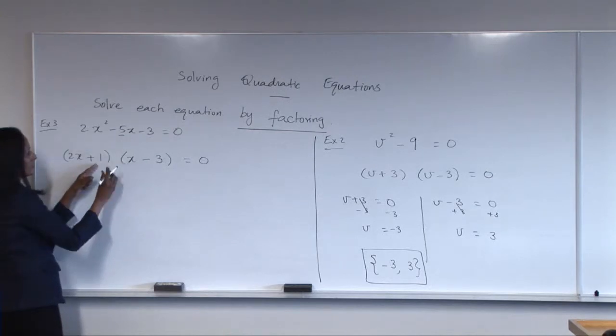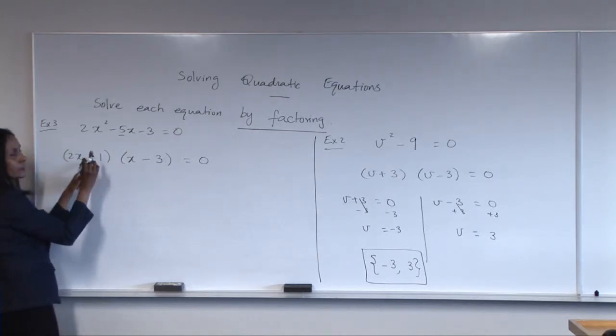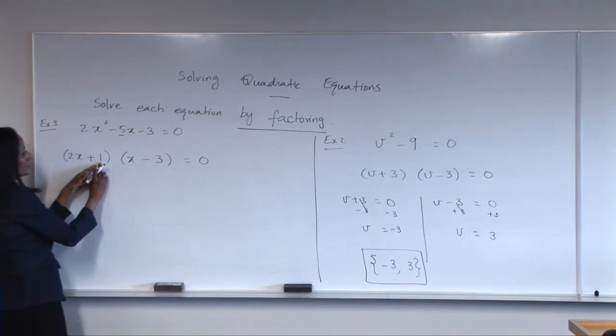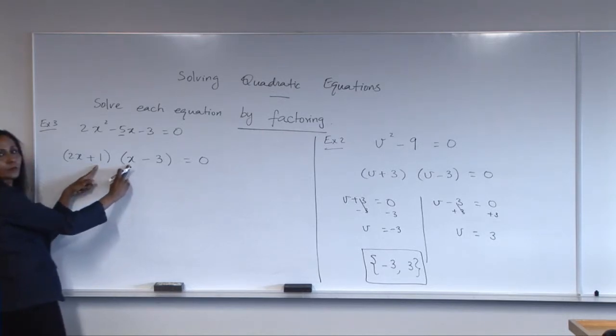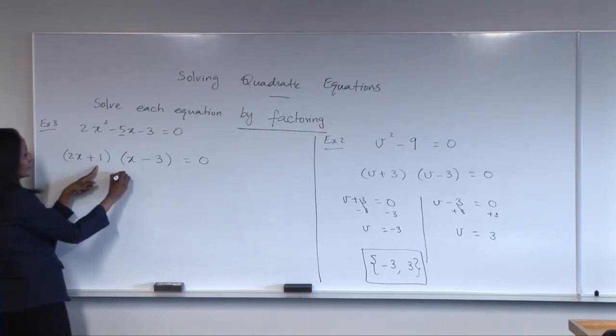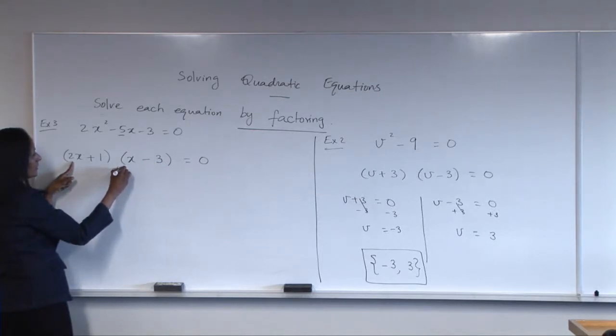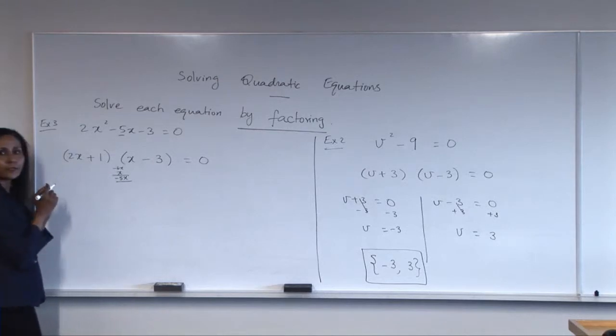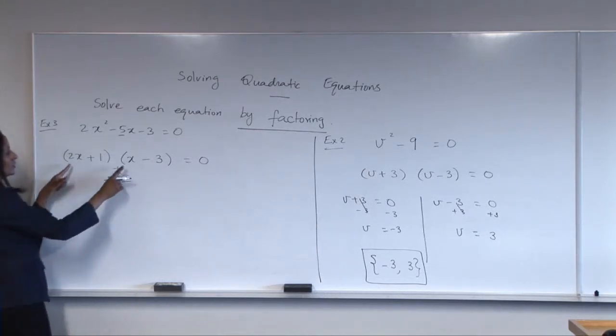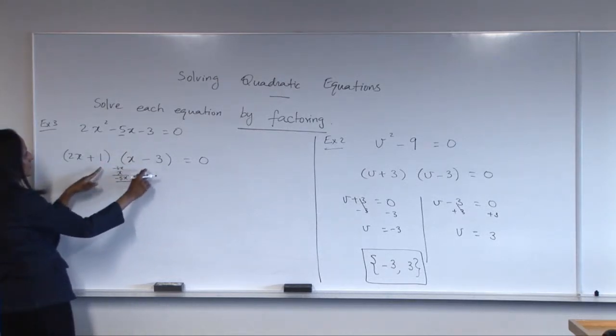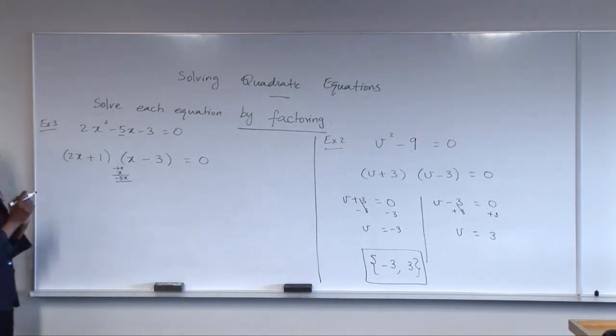So let's check this one. So this is positive x. Whenever you check the middle term, you multiply these two: 1 times x is x. Multiply these two: 2x times negative 3, negative 6x. When you add those two, what do you get? Negative 5x. Do we have a negative 5x in the middle? Yes. So first term is good, last term is good, middle term is good. So we are good.